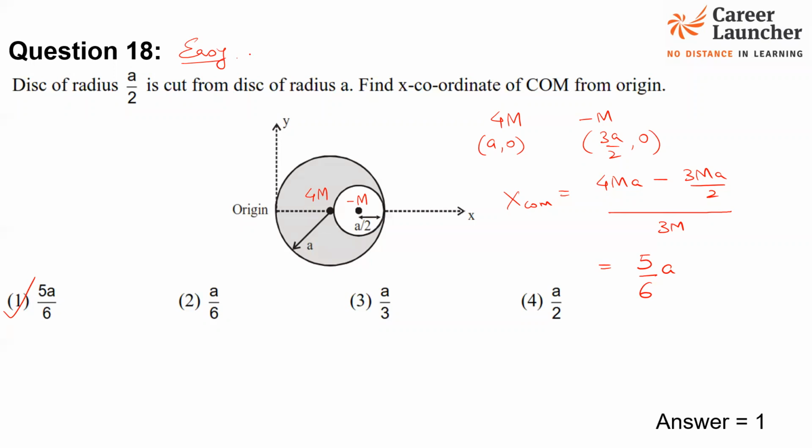If it was a sphere, then instead of taking mass along the area, we would have taken that as volume. So it would be 1/8 times.